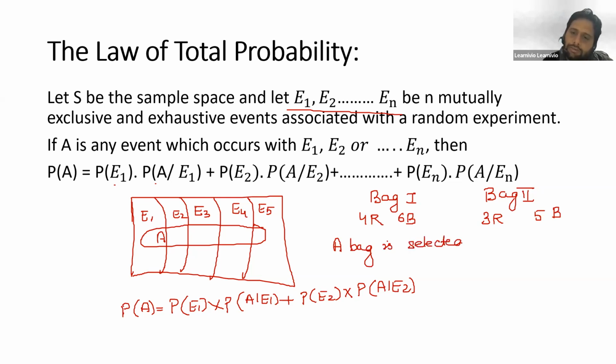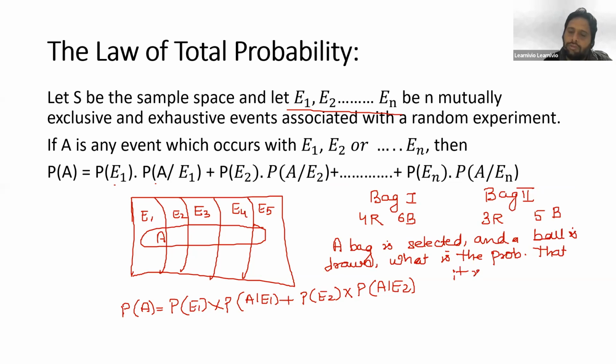A bag is selected and a ball is drawn. What is the probability that it is red in color? Okay, so check here. For example, I'm saying that A is the event of getting a red ball. So this is A.